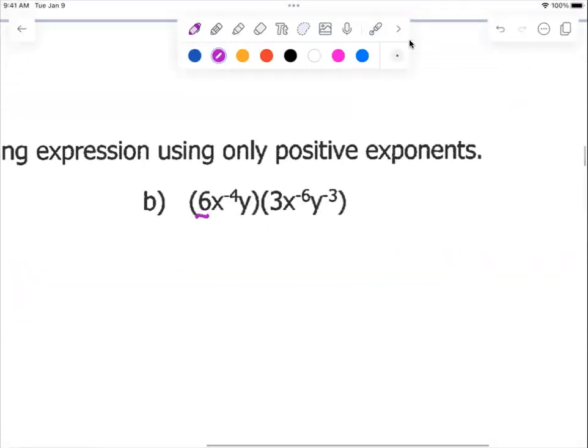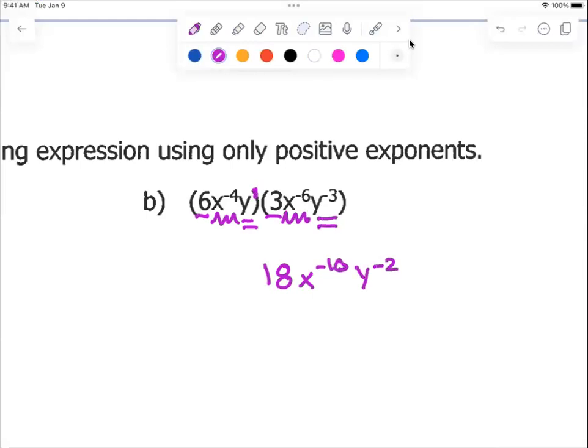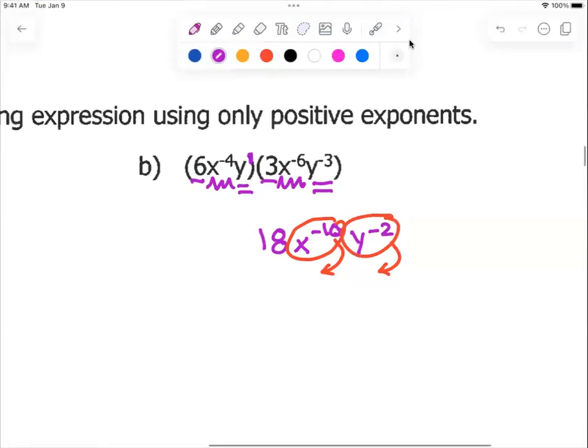Next one, we're multiplying. 6 times 3 is 18. X to the negative 4th times x to the negative 6. When you're multiplying, you add exponents, so that's x to the negative 10th. And then for my y's, y times y to the negative 3rd. Remember, this is like y to the 1st. When I multiply, I add. 1 plus negative 3 is negative 2. Then anything that's negative, I'm going to move down. So this is going to go down, and this is going to go down. 18 does not. 18 does not have a negative exponent. So x to the 10th, y squared.